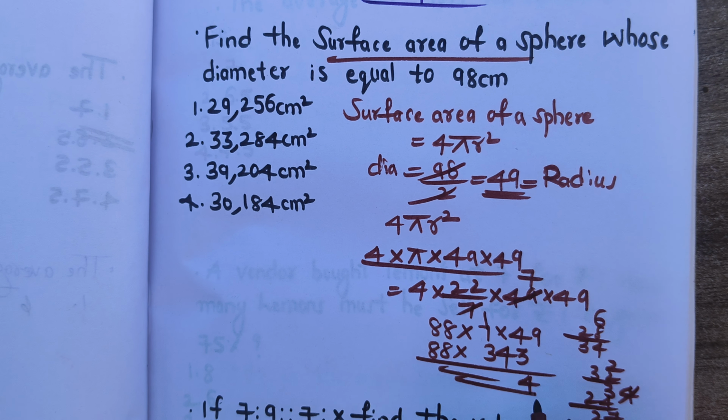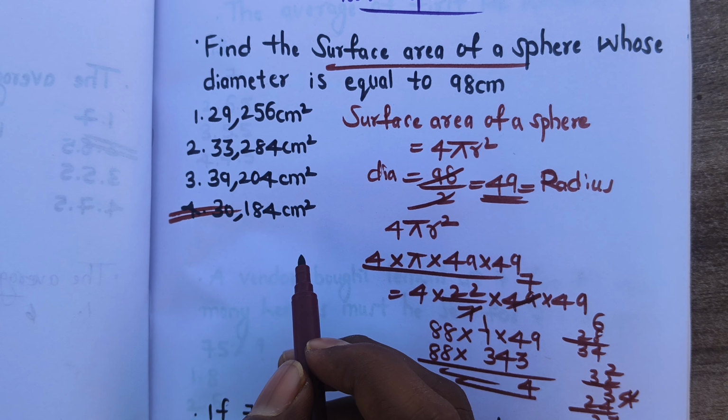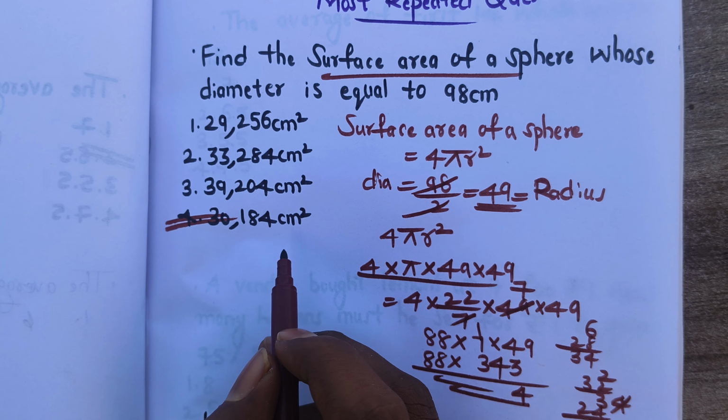We multiply all this. We get 30,184 centimeter square.